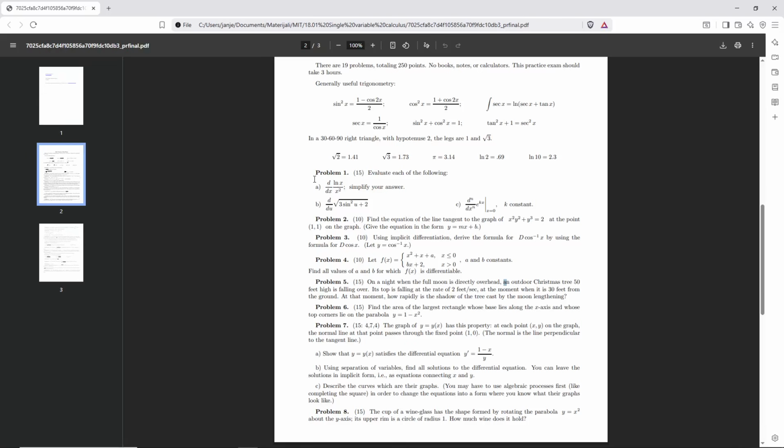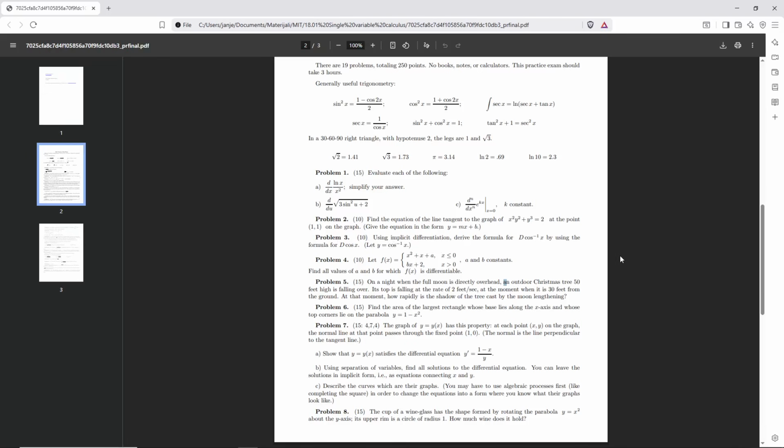In problem 1, we're dealing with some basic derivatives with the chain rule, the product rule, or more the quotient rule than the product rule. In problem 2, we are asked to find the equation of a line tangent to the graph. The graph is given by an implicit definition, so we are going to deal with implicit differentiation. In problem 3, we are dealing with the implicit differentiation of a function.